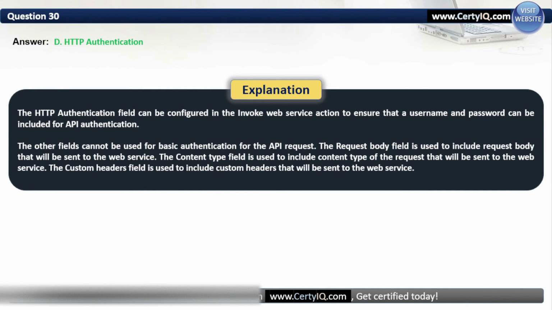The other fields cannot be used for basic authentication for the API request. The request body field is used to include the request body that will be sent to the web service. The content type field is used to include the content type of the request that will be sent to the web service. The custom headers field is used to include custom headers that will be sent to the web service.